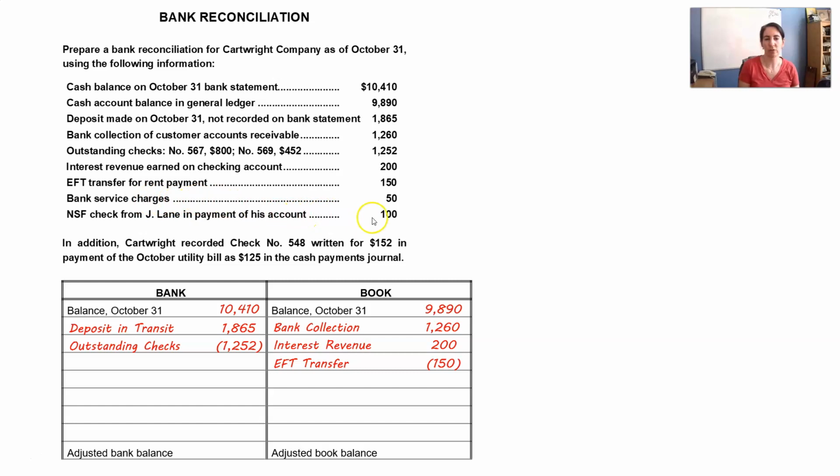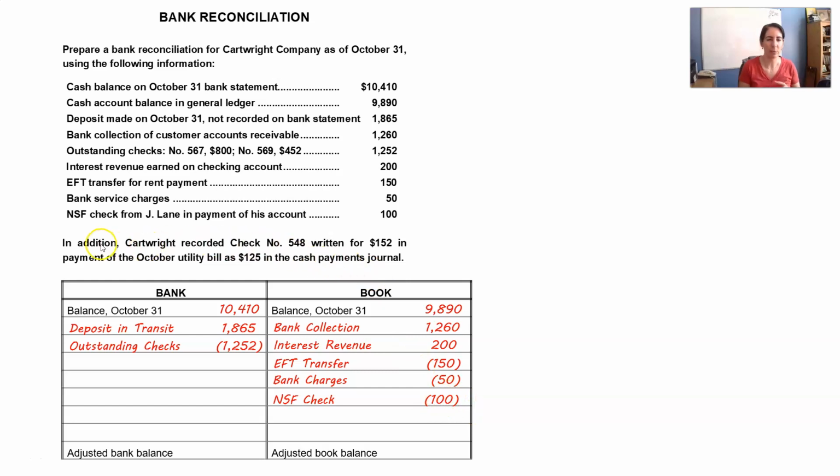Bank service charges, $50. Darn it, we got charged bank charges too, so we didn't know that either until we opened up our bank statement. So let's update that. NSF check, somebody's check bounced. J Lane here. That's probably why I got the bank service charge. All right, so there's $100 out there.